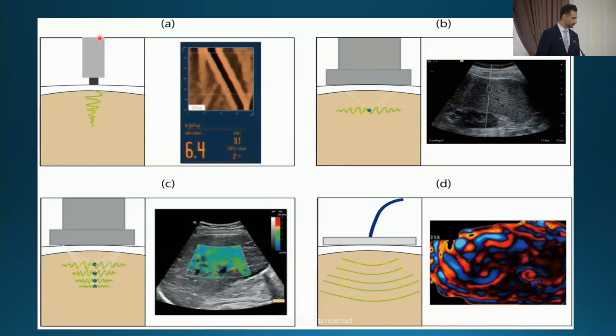So the top left is an image of a FibroScan, which we have available in our clinic. It can give you a read in about 5 minutes. The next two images are ultrasound with shear wave elastography. The nice thing about that is you also get a decent image of the liver. And then lastly is MRI.